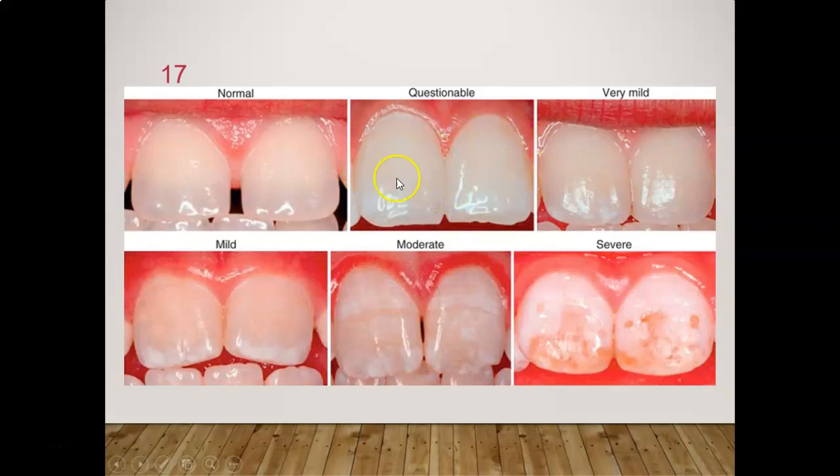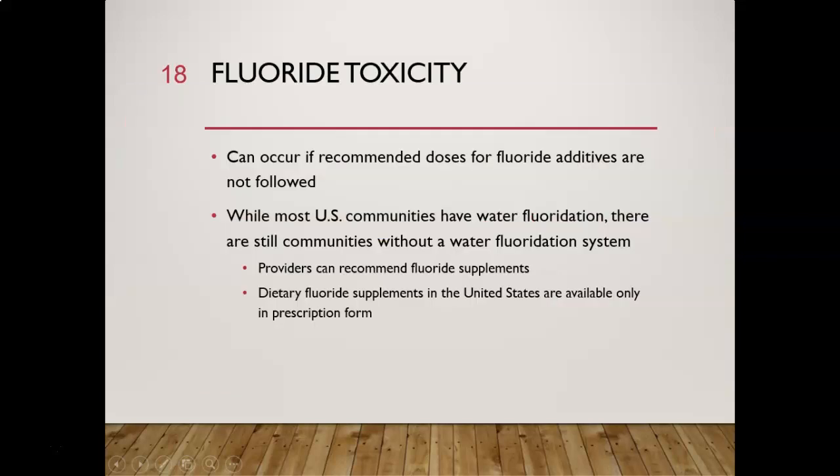All around there might just be a little bit more of a calcified appearance, I think is why they're saying it's questionable. But then on the very mild, you definitely start to see these hypercalcified spots down at the incisal edge. Mild, even more obvious. Then we start to really get this striation all through the tooth, this hypercalcified look. And then we start to get a mottled look with severe and the staining, which is definitely not what we want to see.